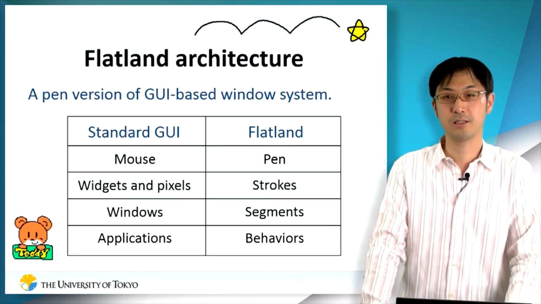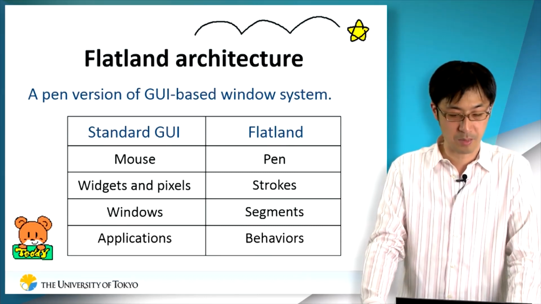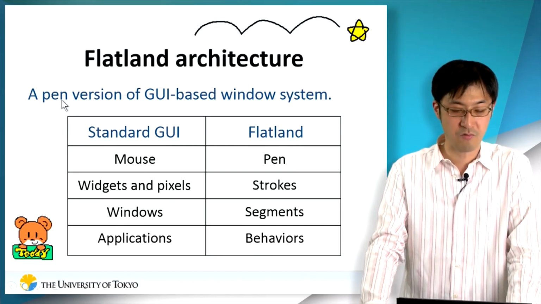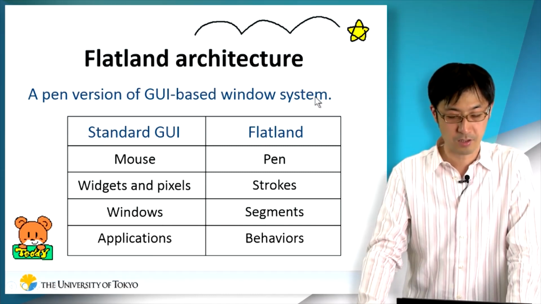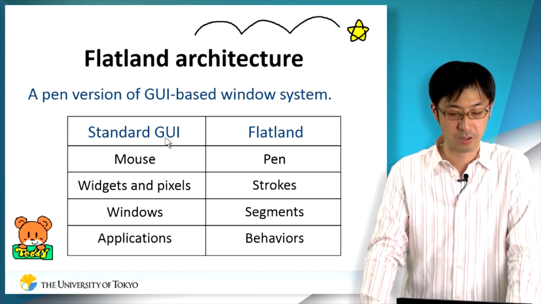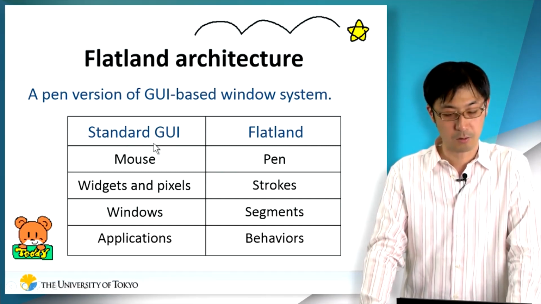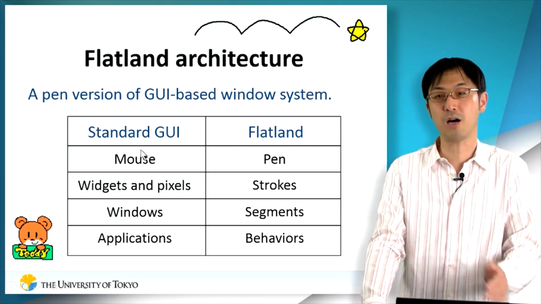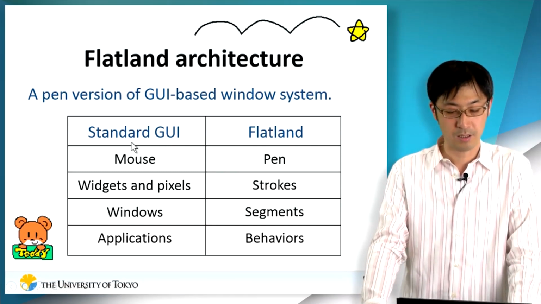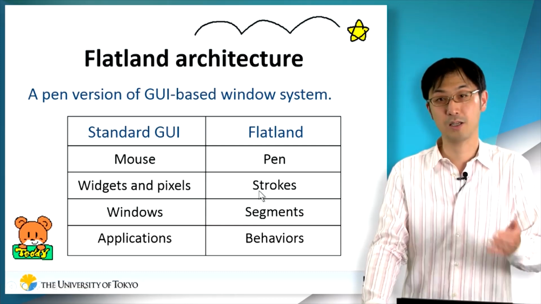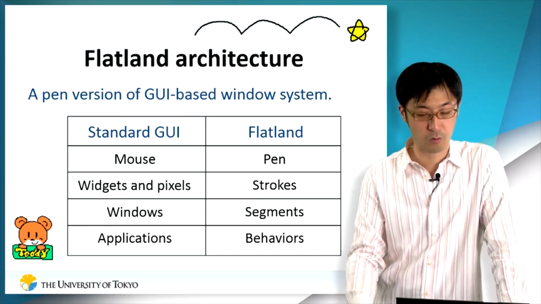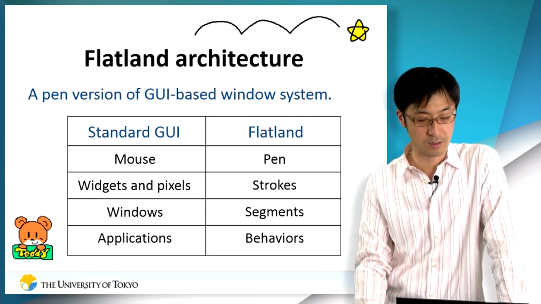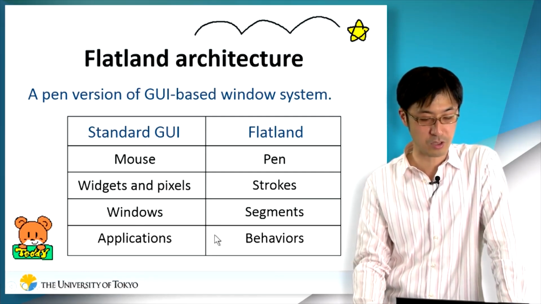And let me briefly describe the architecture behind the system. So this can be seen as a kind of pen version of the standard graphical user interface windows system. So here's a comparison. We have the standard graphical user interface and our system, Flatland. The standard graphical user interface uses a mouse, but here we use a pen. And the standard GUI uses widgets and pixels, and here everything is strokes. And the graphical user interface uses windows, but here we use more informal segments. And in the graphical user interface, applications correspond to behaviors.